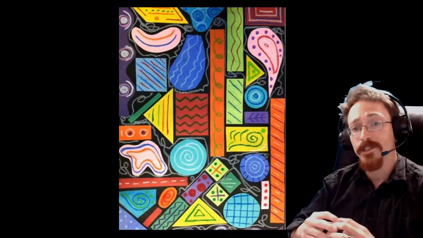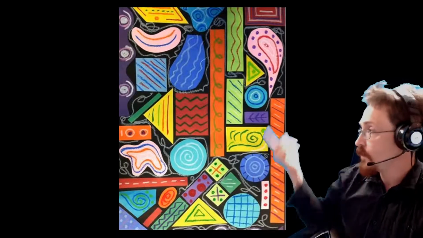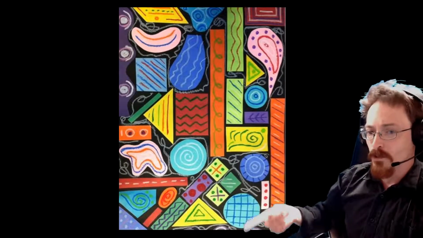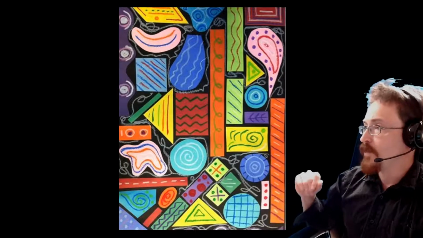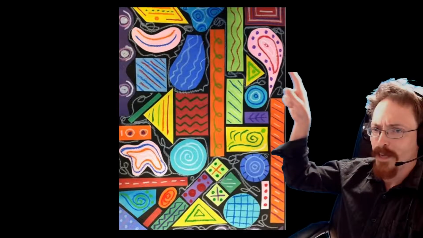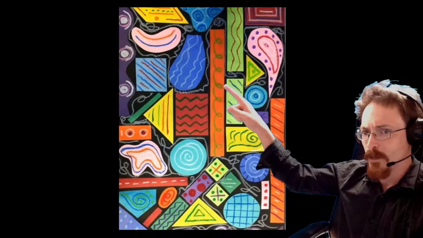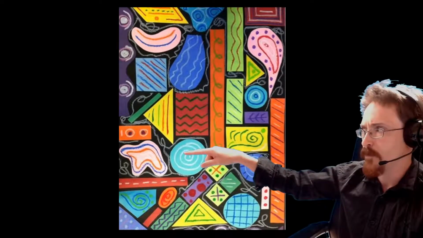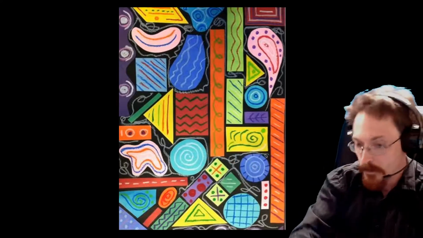Okay, what about this artwork? Is this geometric or is it organic? The correct answer is it's both, because you have both geometric shapes right here with the rectangle, and the circle, and the squares, and then you also have the organic shapes with the little paisley thing right there, the jelly bean up in the corner, and the booger right over there. There's no other way to put it.